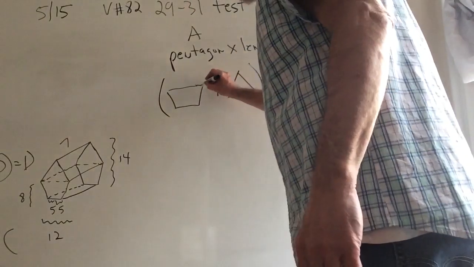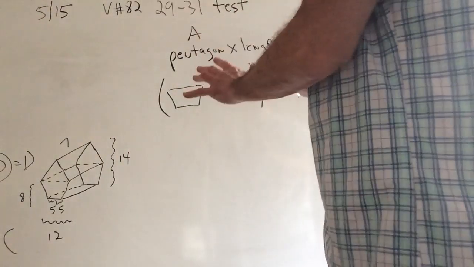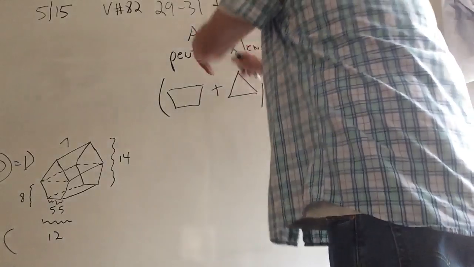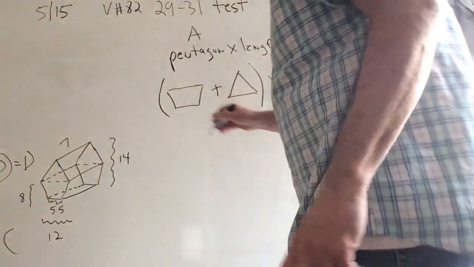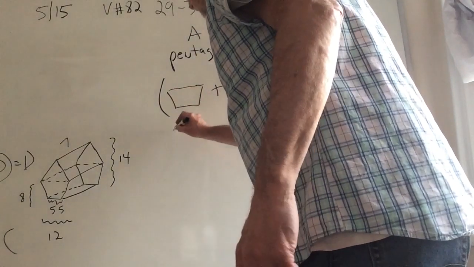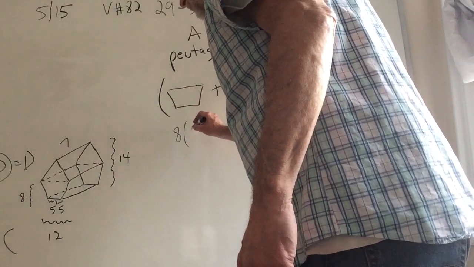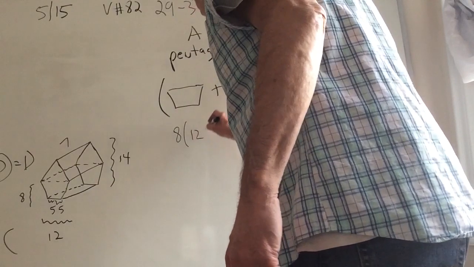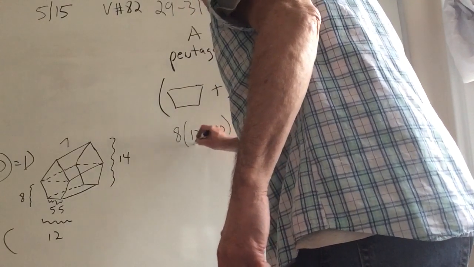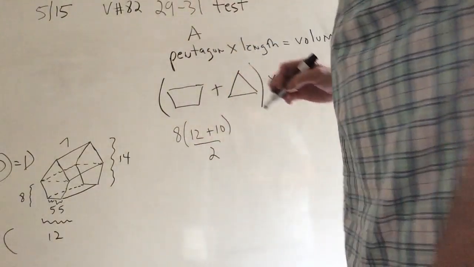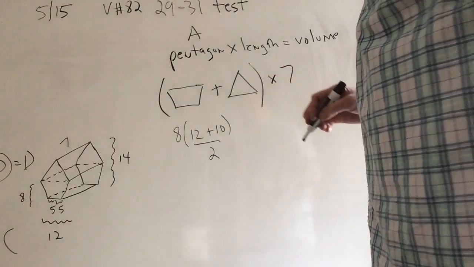You shouldn't confuse it with surface area. It's the face times the length. The face happens to be a pentagon in this case. So the length is 8. The top is 12. The bottom is 10. And we divide that by 2. That shouldn't be foreign to you. That's the formula for a trapezoid.